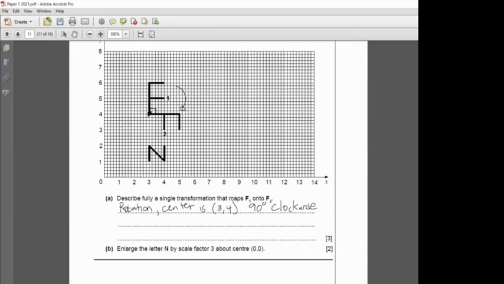Then enlarge the letter N by a scale factor 3 about the center 0, 0. So this one is one that you would have to use a ruler. What you would do is you take a ruler from the origin to each point of the letter N, and then take that same line, measure it, whether it's 2 or 3 centimeters, and then you say 2 centimeters times our scale factor, which is 3, and then you'd measure 6 centimeters, plot the point, and then transform like that.